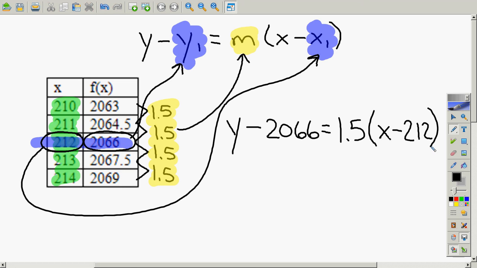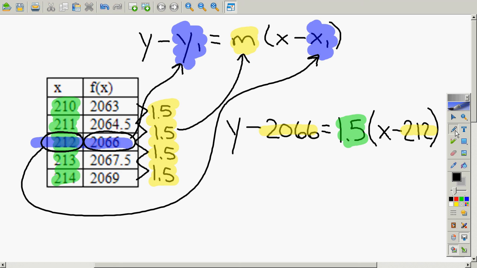Okay? So all you do is insert the point that you picked. So here's the point I picked. The first one is the y. The second one is the x. And then I also have my rate of change right here. And that's our function.